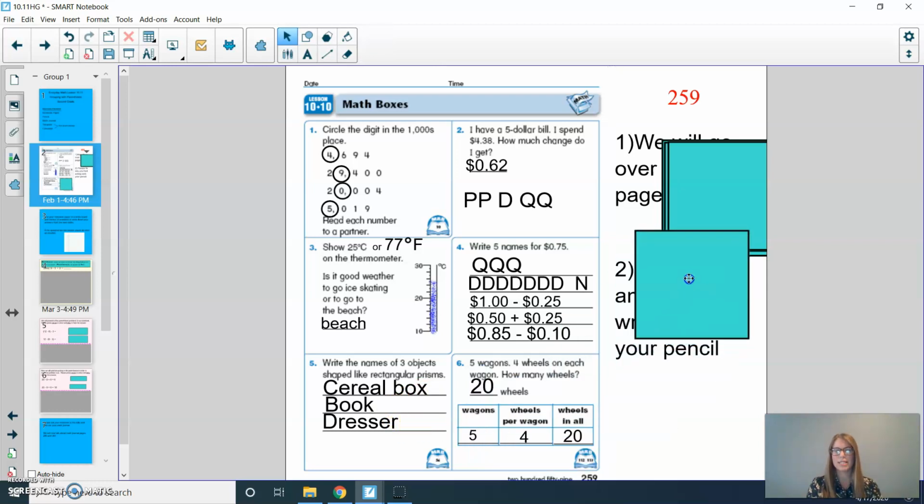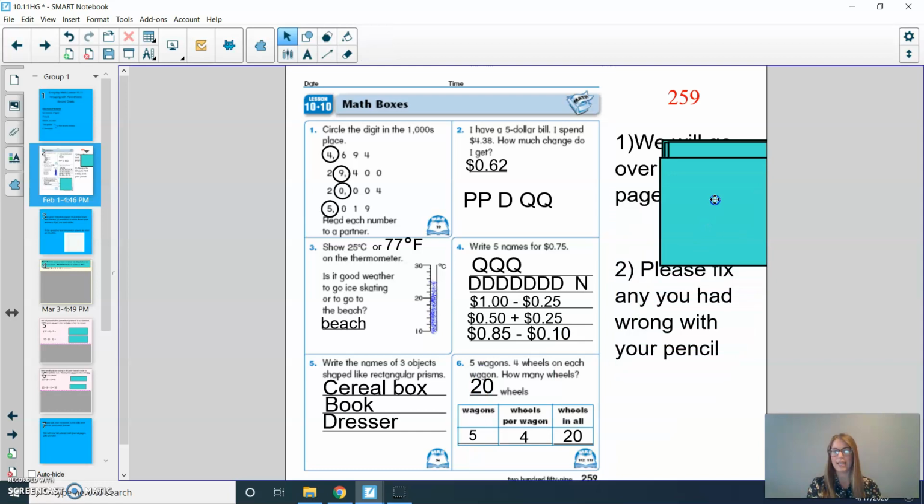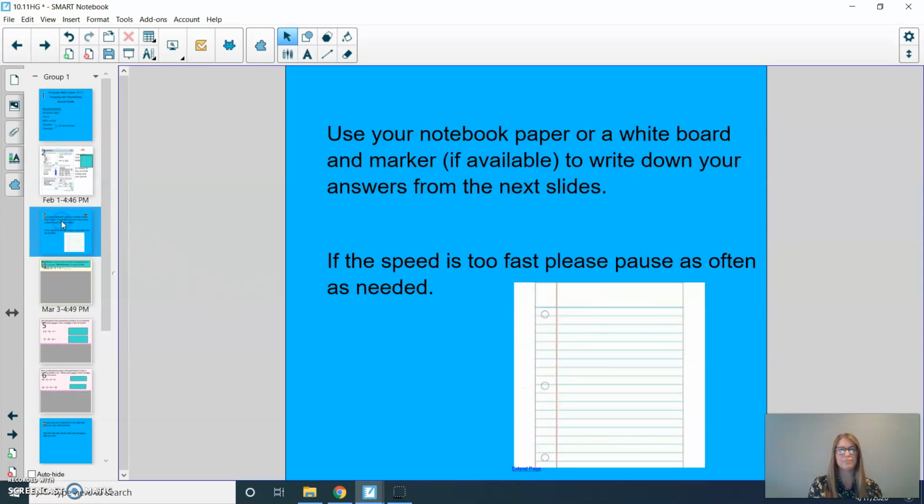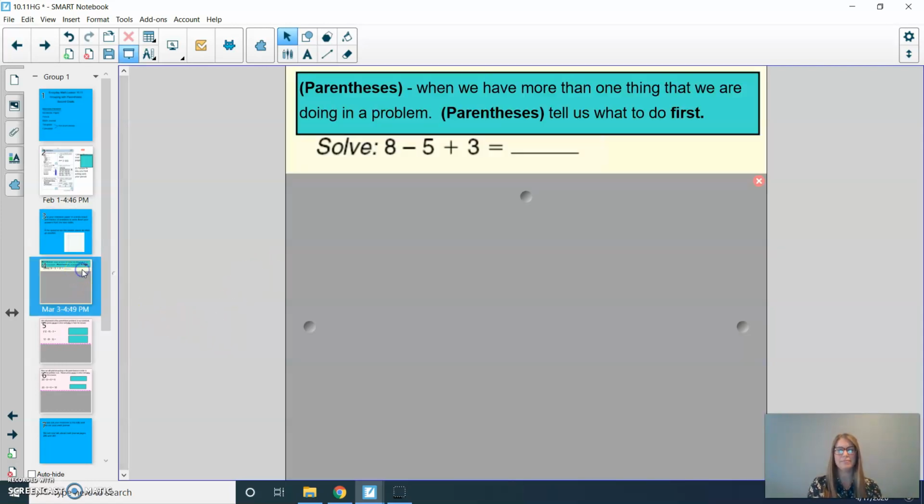For question number 6, if I have 5 wagons, 4 wheels on each, how many wheels? You can see how I filled in my diagram, and I know that I have a total of 20 wheels. So again, double check to make sure that you have this correct, and please fix any mistakes with your pencil and eraser. For the next slides, use your notebook paper or a whiteboard and marker if available to write down your answers. If the speed is too fast, please pause as often as needed.